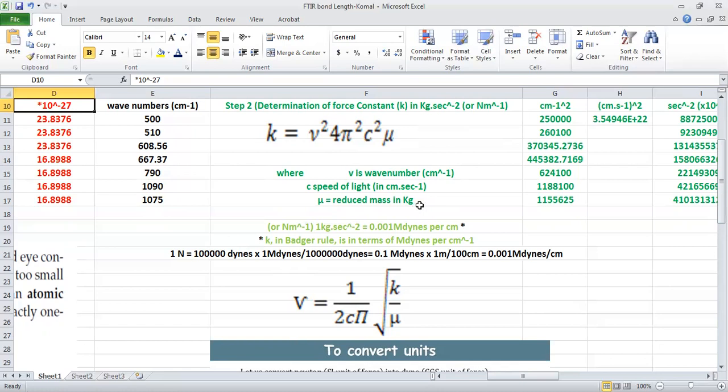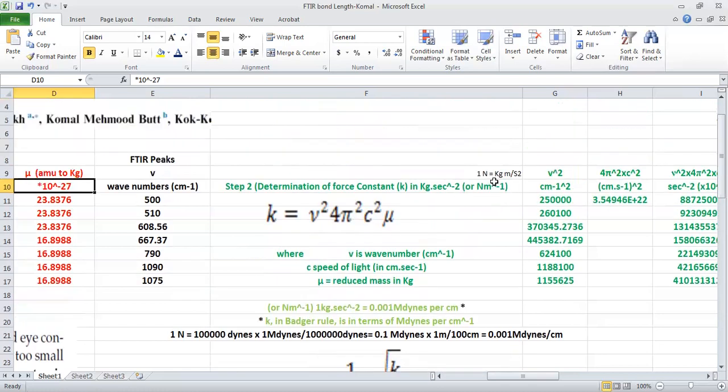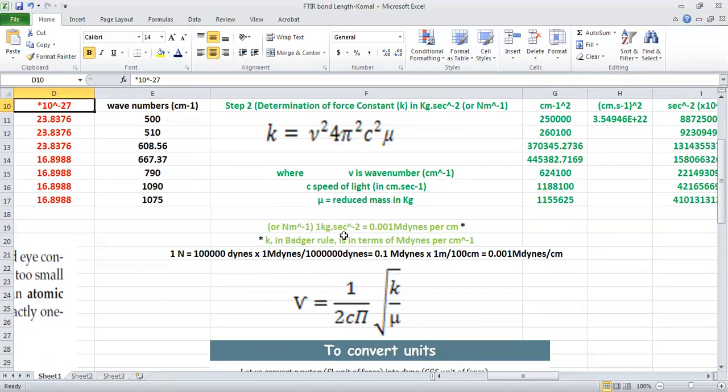So the unit will be kilogram per second square, and it is the Newton per meter, as I have explained before. This is just a reference, which you will take as a reference. It will give you an easier way to convert one unit to another unit. That means 1 Newton per meter, or 1 kilogram per second square, is equal to 0.001 mega dynes per centimeter.